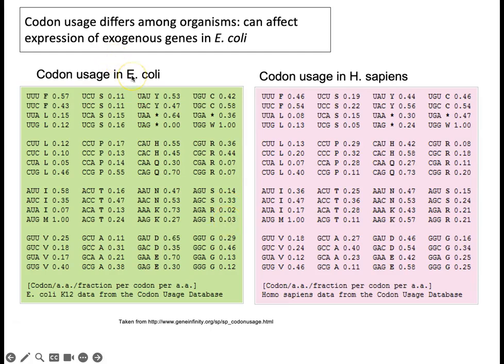Now, if we look at codon usage by Homo sapiens, notice that Homo sapiens tend to use these other arginine codons much more frequently. So this creates a situation. Suppose you are going to introduce a human gene into E. coli. One of the problems is that it's quite likely that your human gene is going to be using some of these codons for arginine that are rarely used by E. coli. And that can really limit the expression of your protein of interest.